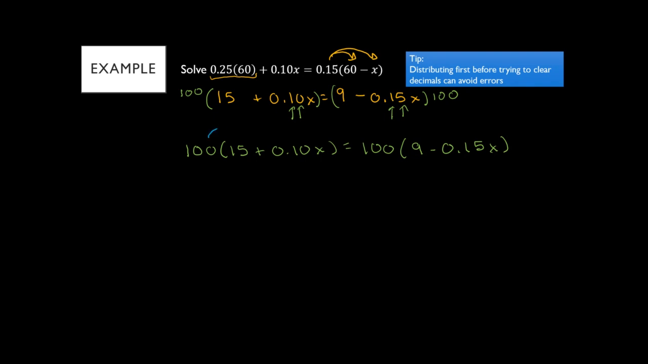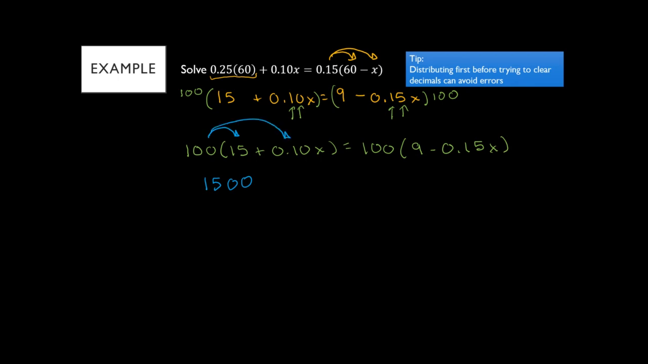And then I'm going to distribute. So first we have 100 times 15. Every time you multiply by 100, you're basically moving your decimal to the right 2 places, which in this case is going to add us 2 zeros. So this gives us 1500, because 15 times 1 is 15, and then you've got 100, so 1500.